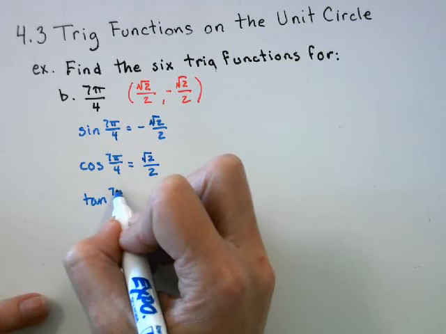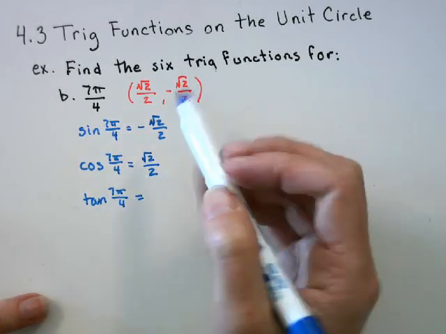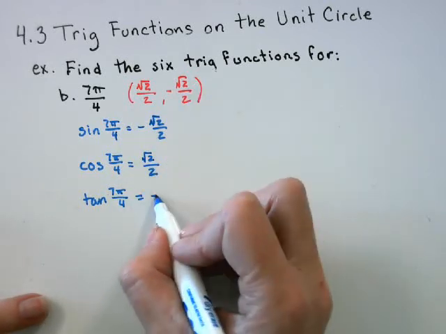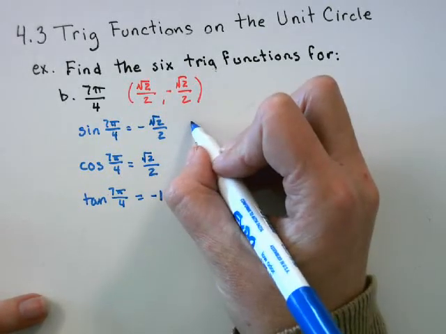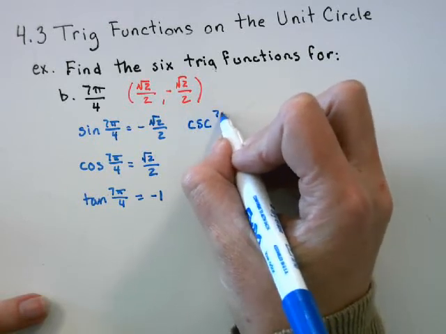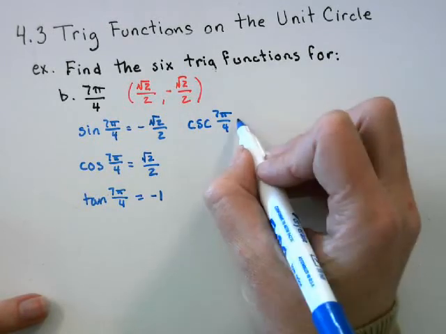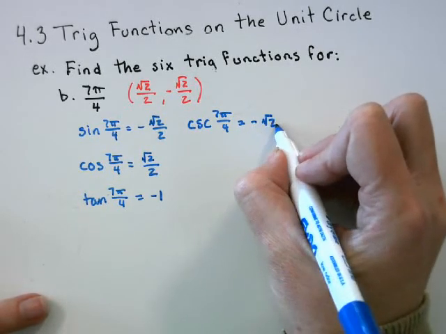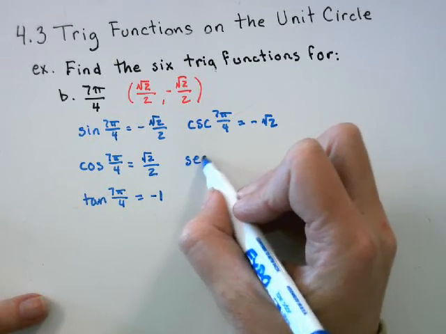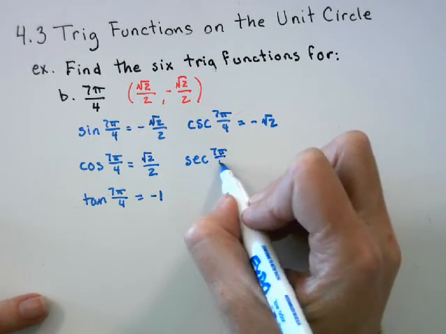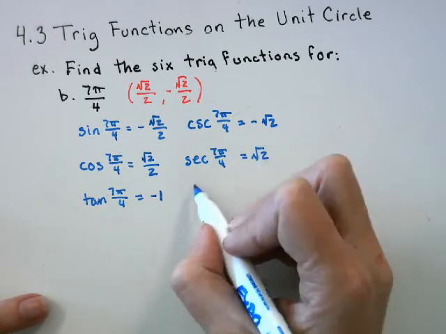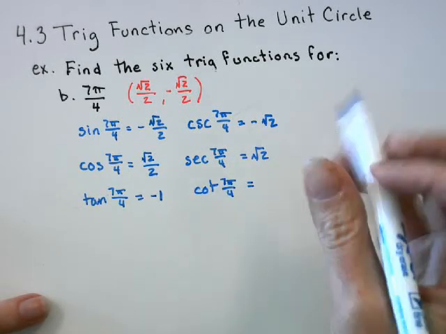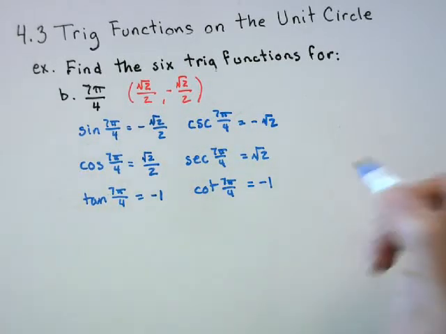Tangent is going to be the y over the x. Well, these are the same thing, just one is negative, so this is going to be negative 1. The reciprocal of this would be negative root 2. Secant is positive root 2, and cotangent is a negative 1 again.